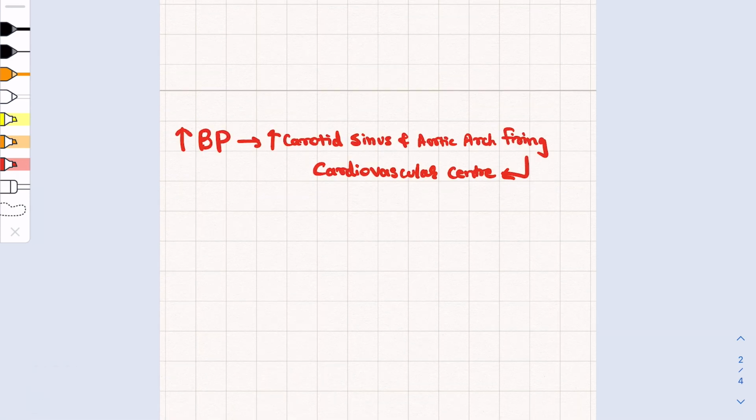Now, firing of the cardiovascular center causes decrease in sympathetic cardiac nerve activity, decrease in sympathetic vasoconstrictor nerve activity, increase in parasympathetic nerve activity. This makes sense because when the person has high blood pressure, you want to decrease sympathetic nerve activity because sympathetic nerve activity is known to increase blood pressure and causes the heart to pump harder. But in this case, since the person is presented with increased blood pressure, we want to activate the parasympathetic nerve activity, which decreases blood pressure. And decreased sympathetic vasoconstrictor nerve activity directly decreases blood pressure.